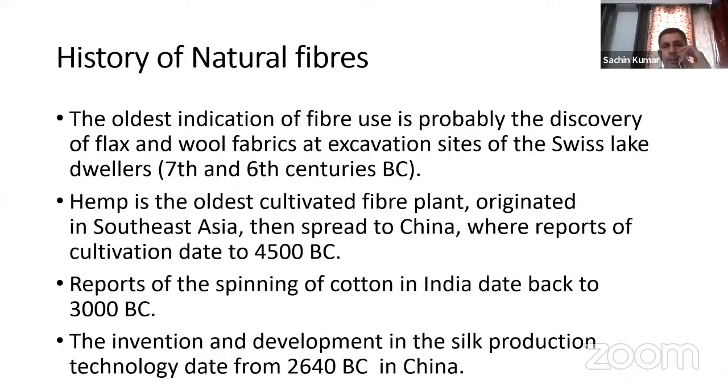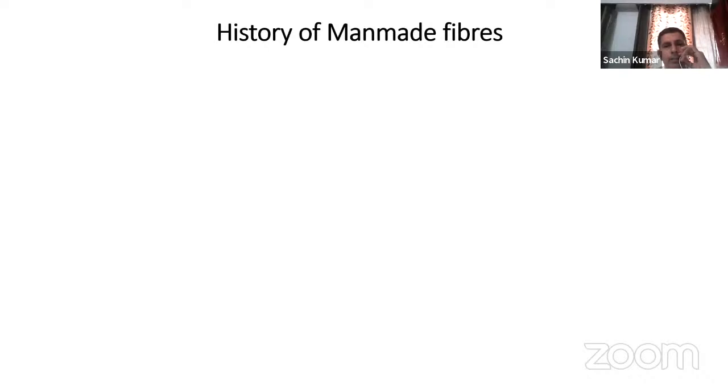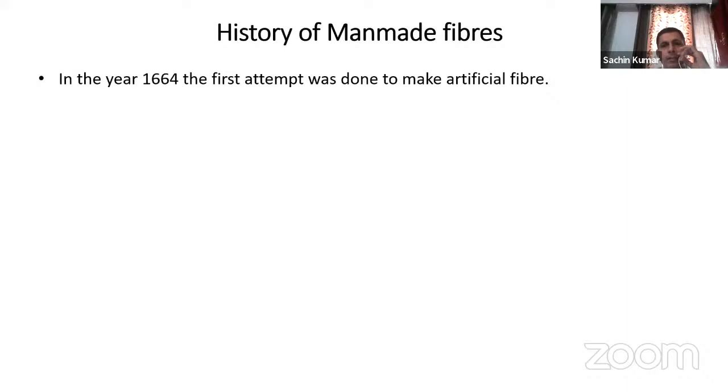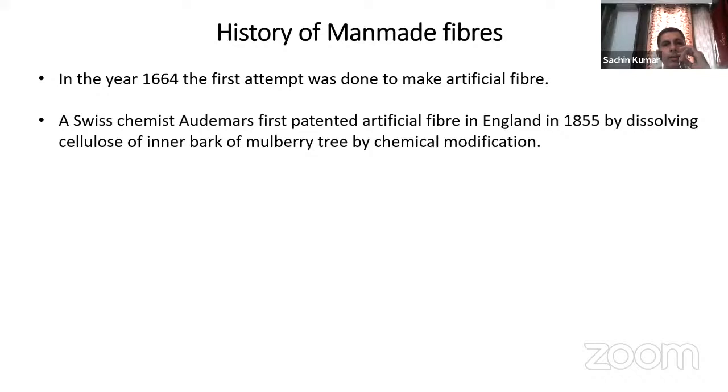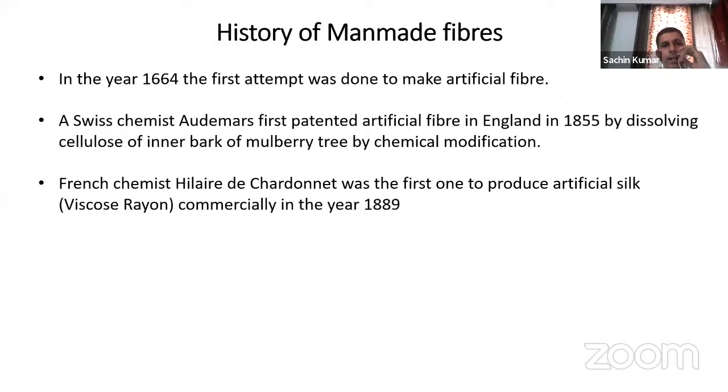Then man-made fibers. Man-made fibers are not very old. They are the young generation of fibers. The first attempt to produce a synthetic fiber was in 1660, but it was not successful. The patent was actually filed by a Swiss chemist, Audemars, in 1885, but it again had no commercial significance at that time. Later, the French chemist Hilaire de Chardonnet was the first to produce an artificial fiber called viscose rayon, which became a commercial success in 1889. So you can say the first man-made fiber that came into the picture is viscose rayon.